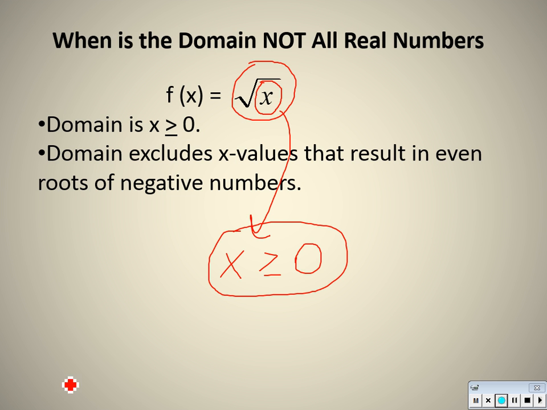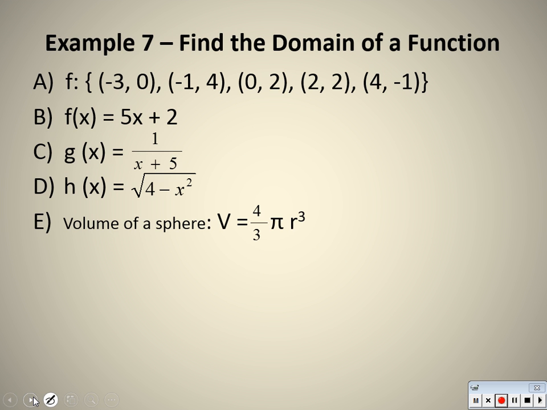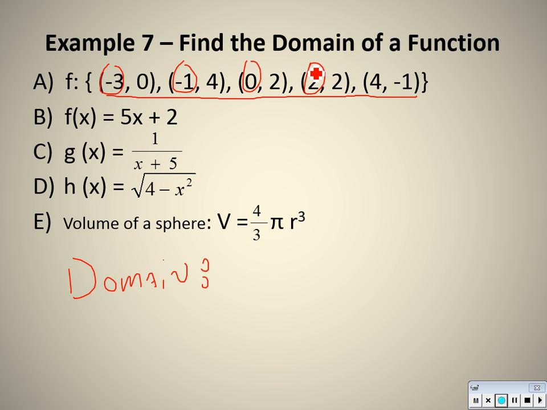So just going over some different types of examples involving domain. For part A, you have a set of ordered pairs. And I think you guys are probably pretty familiar with this from some things that you've done in the past with ordered pairs. So the domain for this would be just the set of all x values. Remember, x values are the first coordinate of each of the points. So all I'm going to really do here is just list the x values: negative 3, negative 1, 0, 2, and 4. So that's what the domain for part A would be.